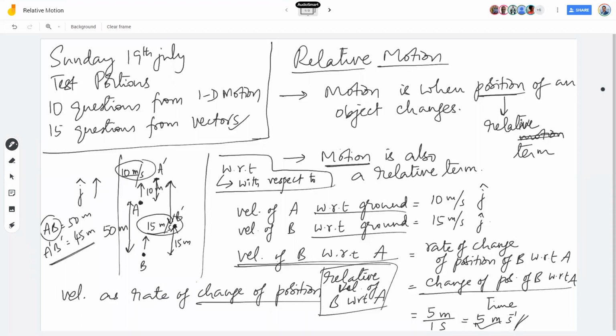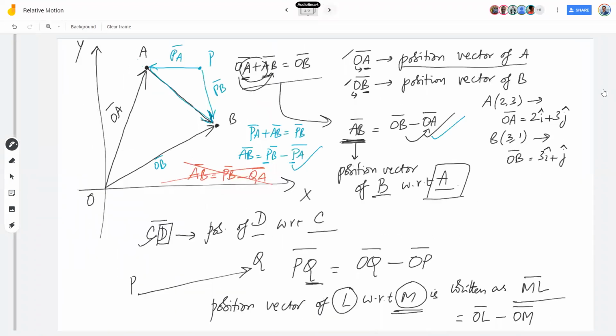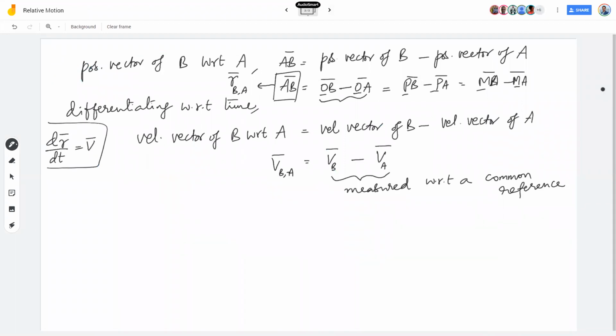That's why you don't have to do all these things. You can simply say 15 minus 10 is equal to 5 meters per second. That itself will give you relative velocity of B with respect to A. Did we understand this concept? So relative velocity of B with respect to A is written as V B comma A bar, and it is given by VB bar minus VA bar.